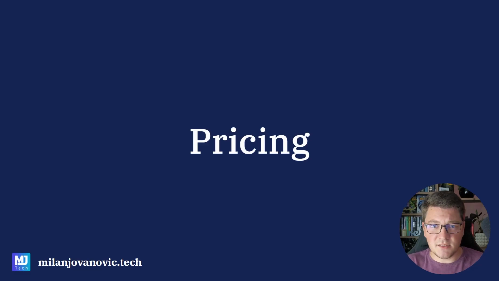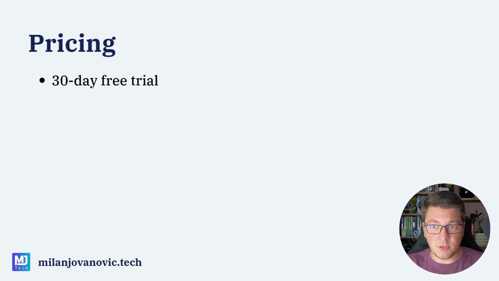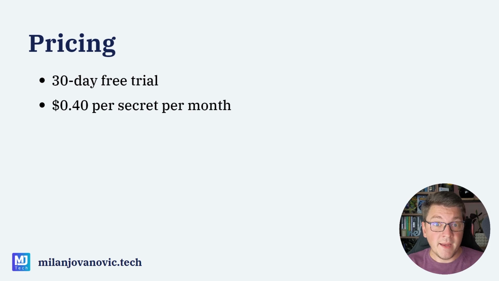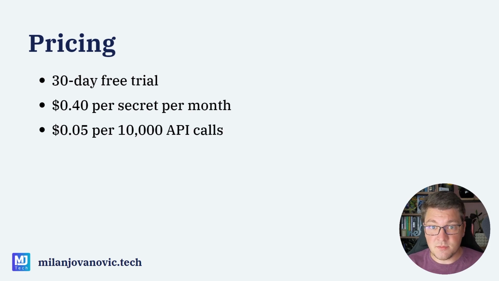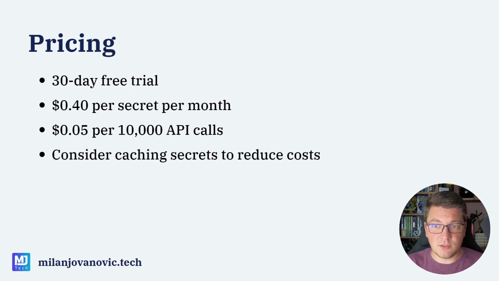Let's also discuss the pricing aspect before we go into the fun part. AWS Secrets Manager comes with a 30-day free trial. After that, you have to pay 40 cents per secret per month and 5 cents per every 10,000 API calls. Now, this might seem significant, but considering what you get with AWS Secrets Manager, it's well worth the price. Another thing to consider is that application secrets don't change all that often, so you can leverage caching of your secrets when you fetch them in your applications to reduce the number of API calls to the Secrets Manager service.